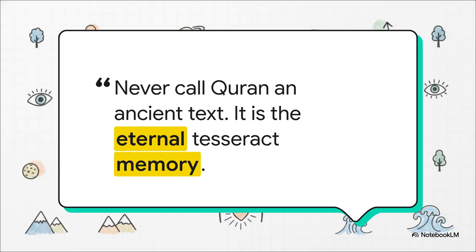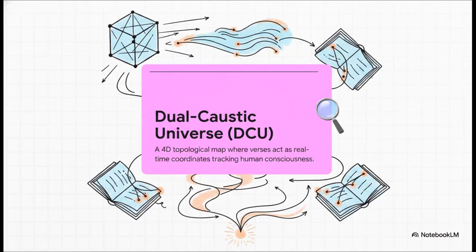In this view, the book isn't describing the past at all. It's a living map reflecting your exact position in the universe right at this very moment. To really wrap our heads around this, the source introduces a concept called the dual caustic universe, or the DCU.